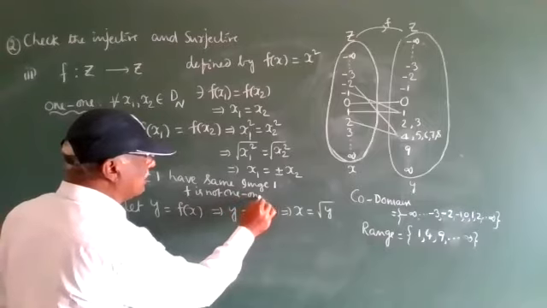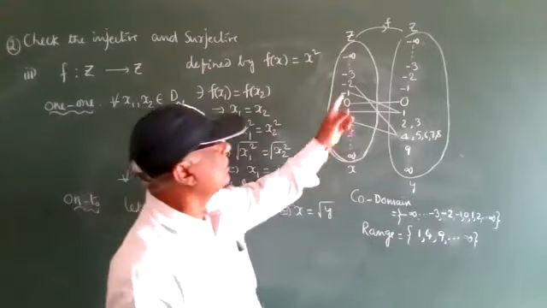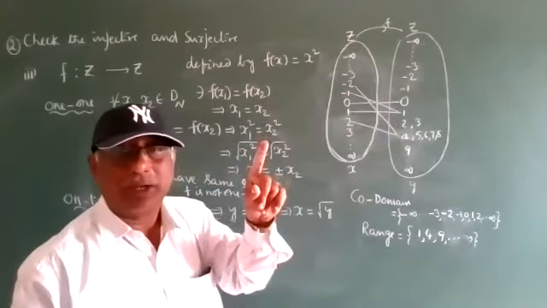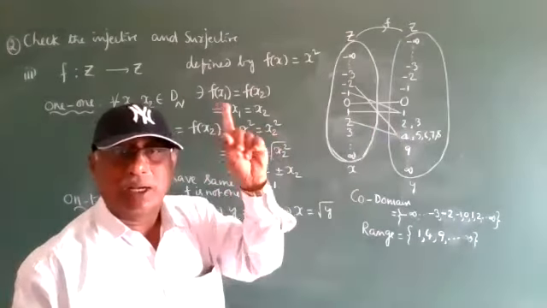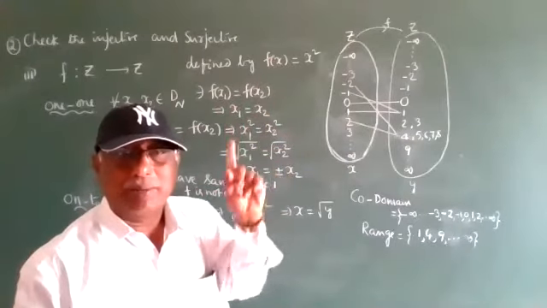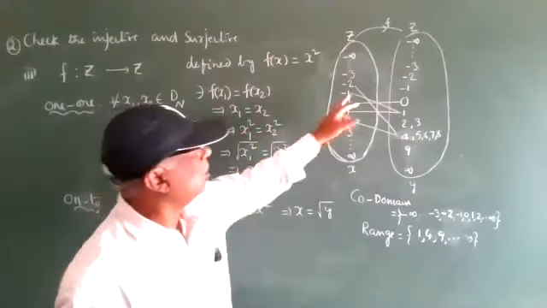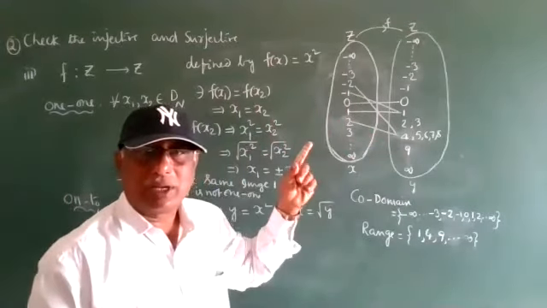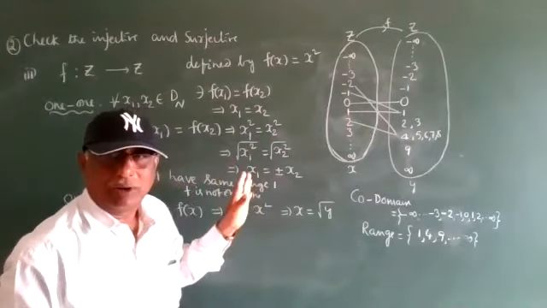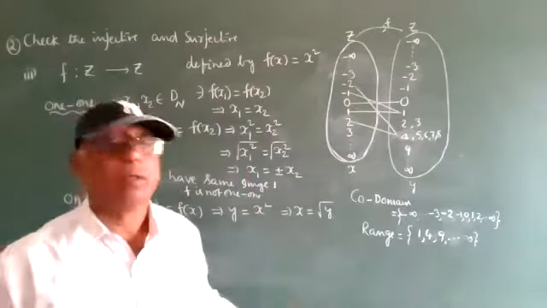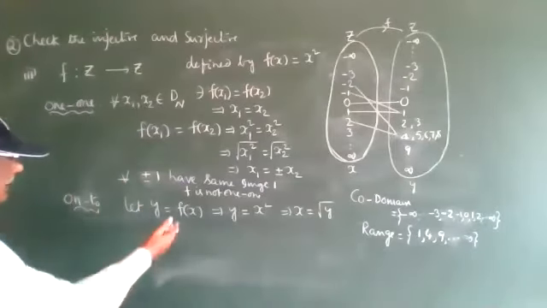Is it clear? The figure is only telling this. Minus 1 and plus 1 have the same image. Two elements, one image. But one-one means different elements have different images. Here two elements have one image, so it is not one-one. Very good.